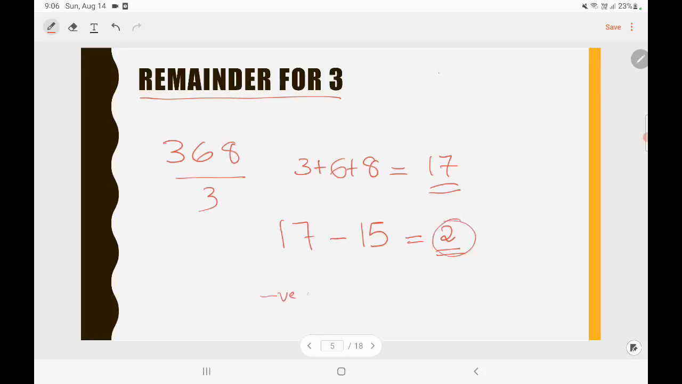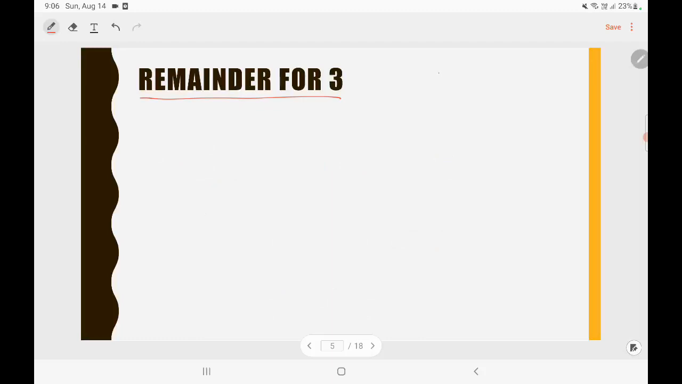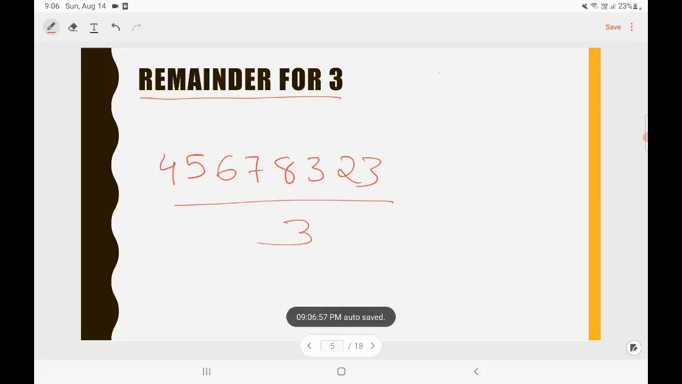And here the negative remainder is minus 1. Okay, I am telling you about the negative remainder in this example as well, because you need to understand the concept of negative remainder, because it is going to help you in solving some questions. Okay. Now there is another, simplest way to find out the remainder for 3. For example, if you are getting a bigger number, you need to find out the remainder when this big number is divided by 3.